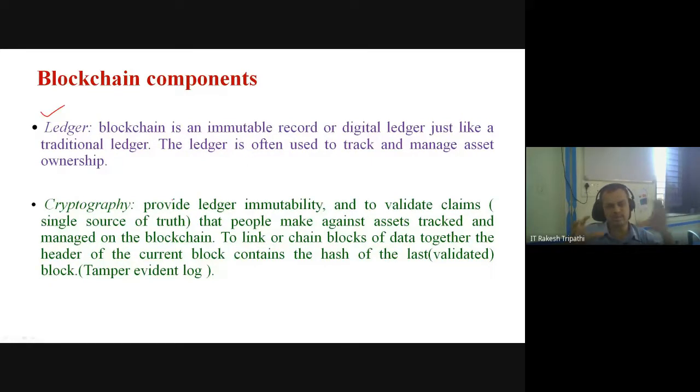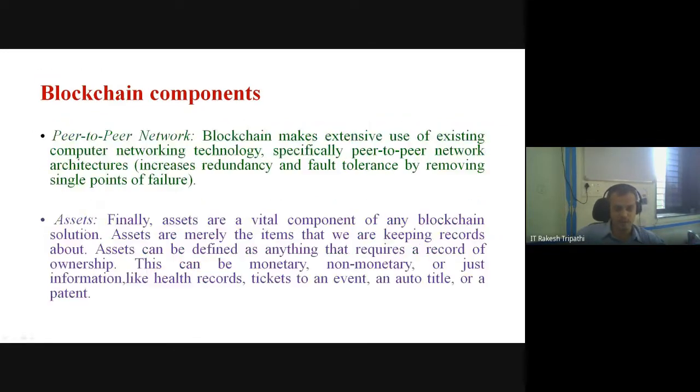So all nodes have a ledger, and this ledger is immutable. We use cryptography to achieve that immutability and a tamper-evident log. How do we get that? Then we have a peer-to-peer network.